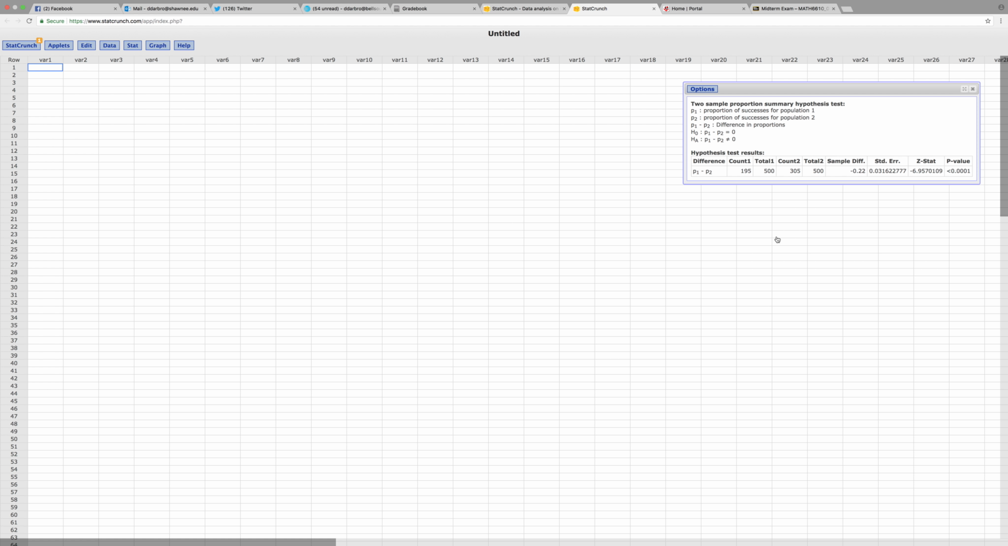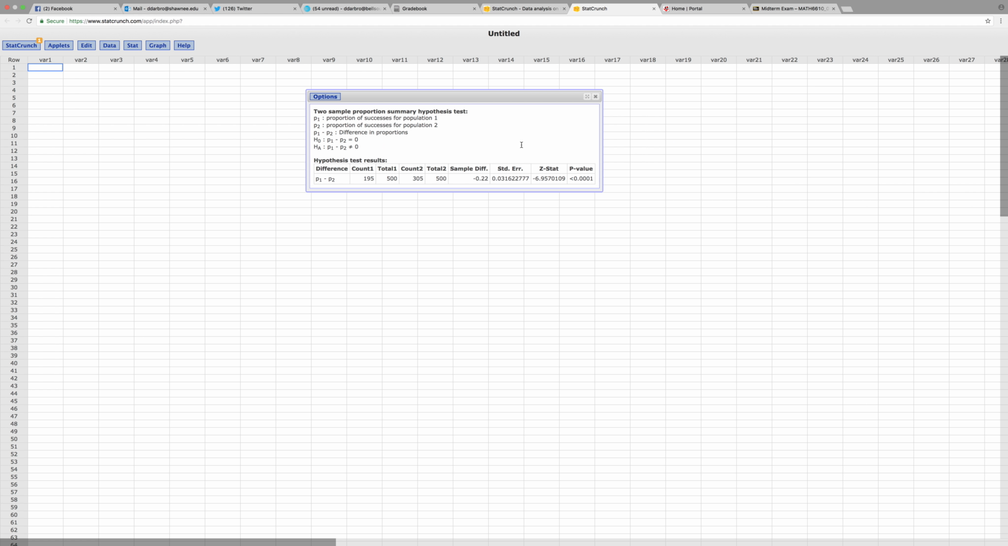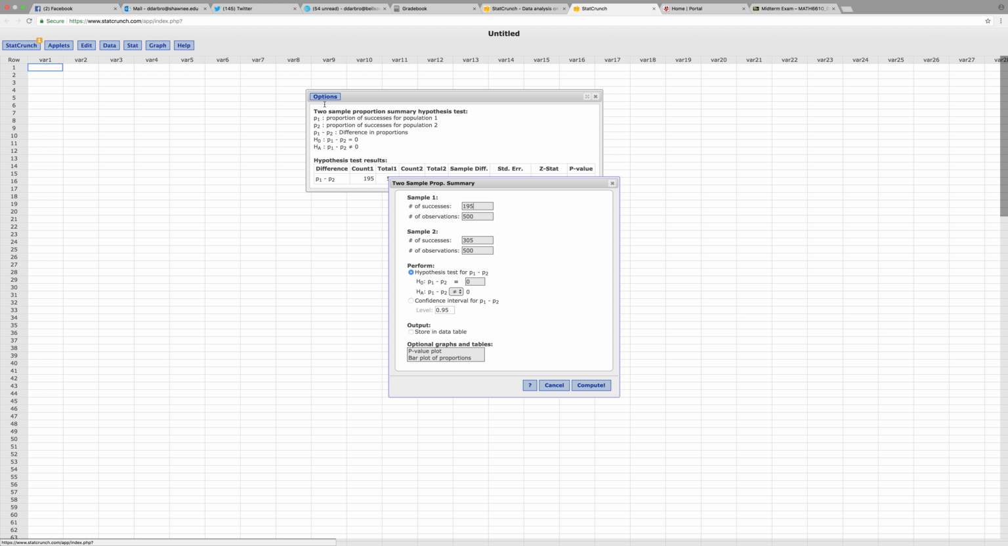So guys, we compute and we get our counts. Sample difference is negative 0.22, as we knew, and the z statistic was negative 6.96, which we also got. And our p-value is so low it doesn't even report it. It just says that it's less than 0.0001.